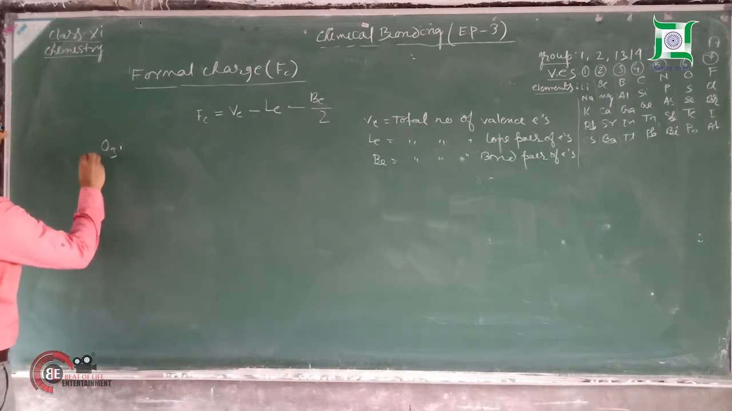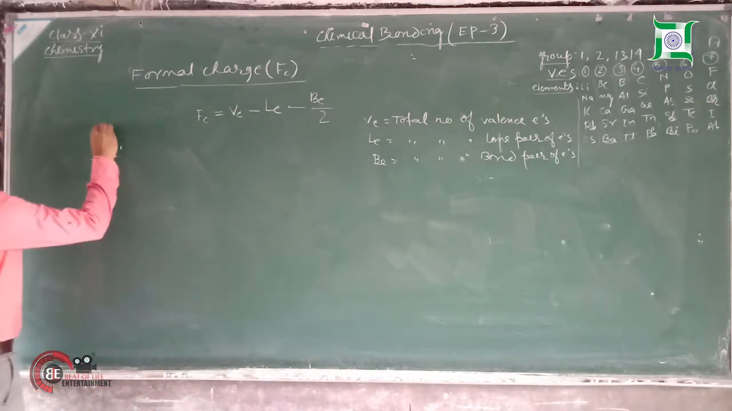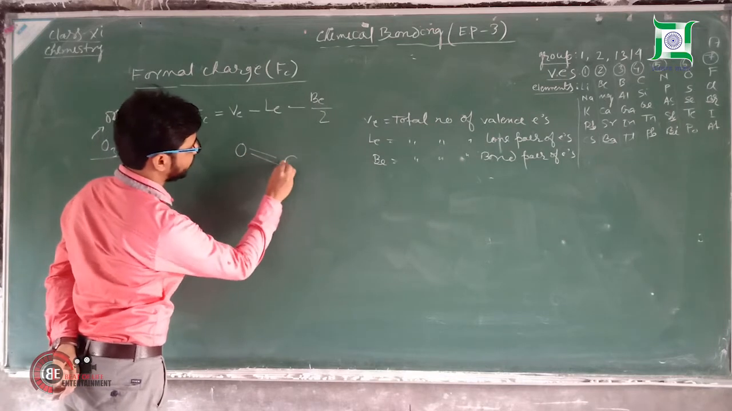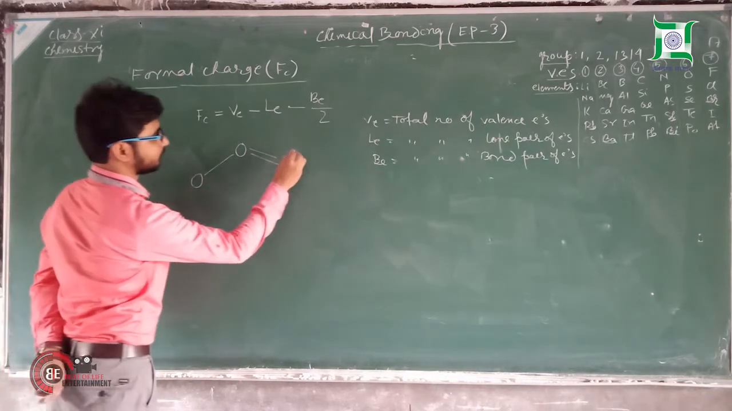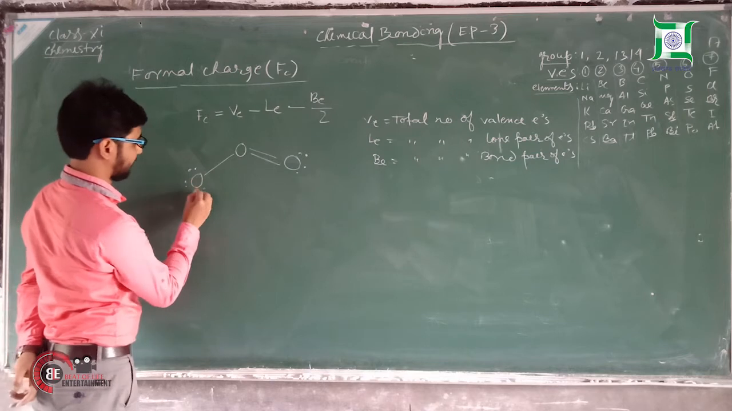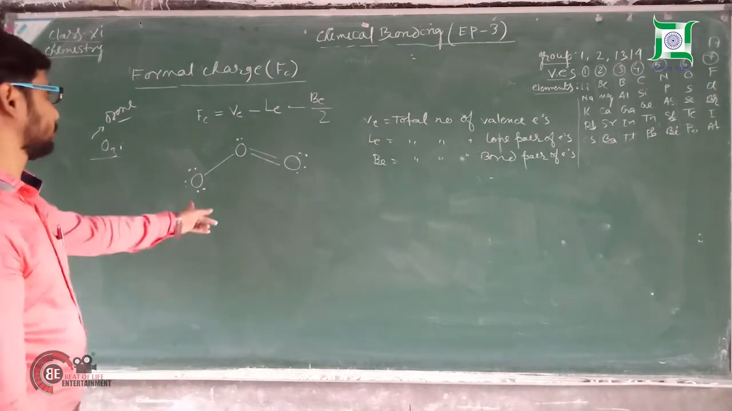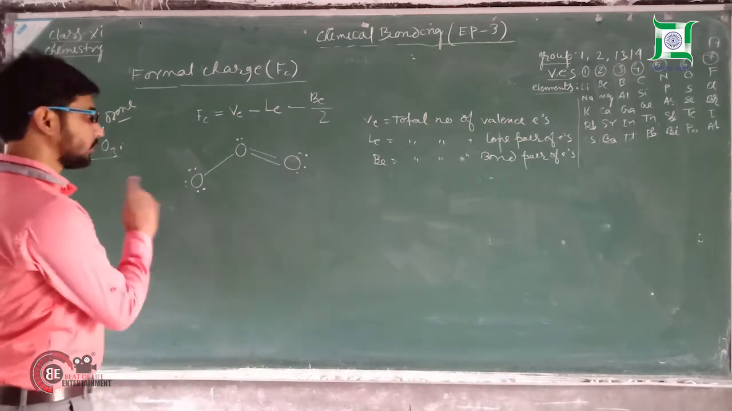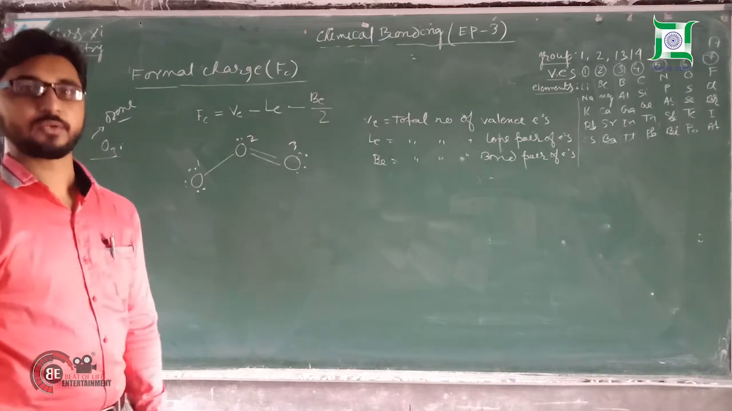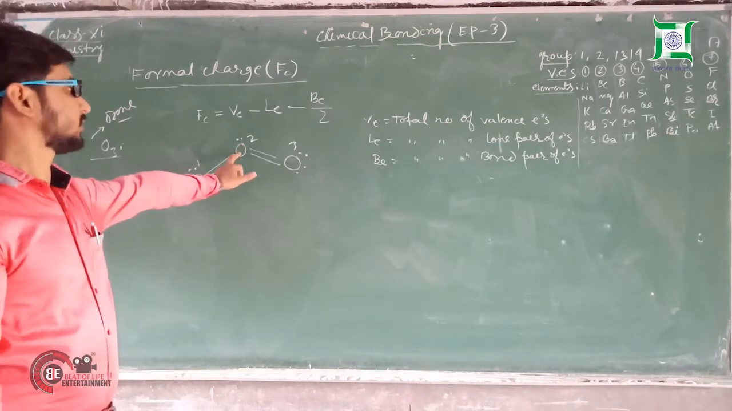Ozone. This is the molecular formula of ozone, and ozone has the molecular structure like O double bond O, single bond O. Now there are 3 oxygen atoms in ozone covalently bonded like that. We will number this oxygen 1, this is 2, this is 3. Now we can calculate the formal charge on each oxygen atom individually.